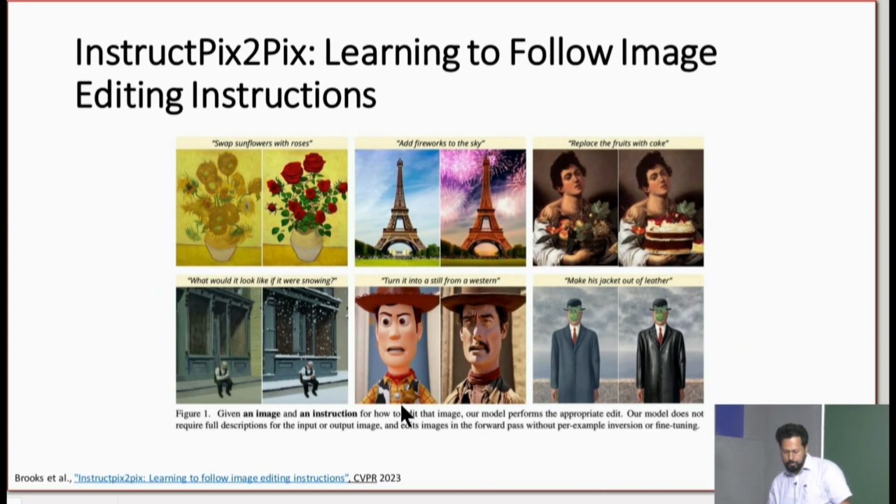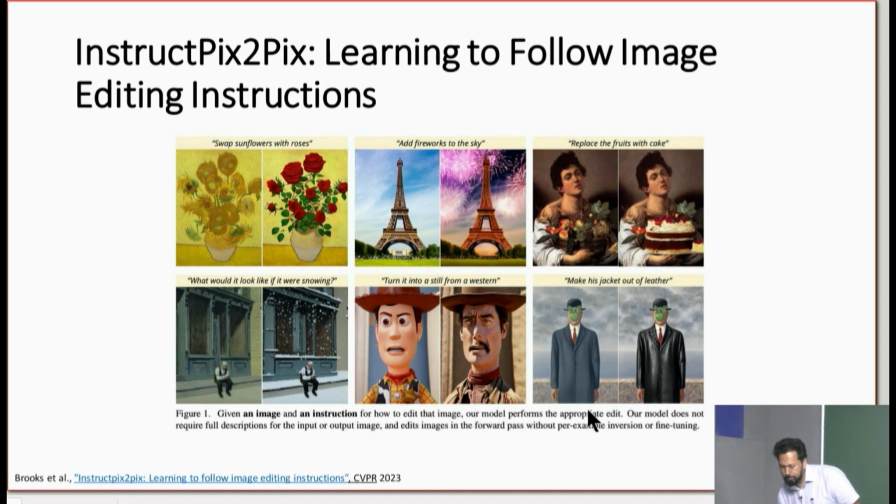Yeah, this is another paper, InstructPix2Pix: learning to follow image editing instructions. Now what they claim, I mean they look very similar in what they are doing, but they say, can it follow instructions basically. So what would it look like if it was snowing, let's say, the bottom figure. The same image now, similar to what we have seen. So basically for the same image, can you change it according to the text? You're giving some additional instruction on the given image. So add fireworks to the sky. So it's doing that.